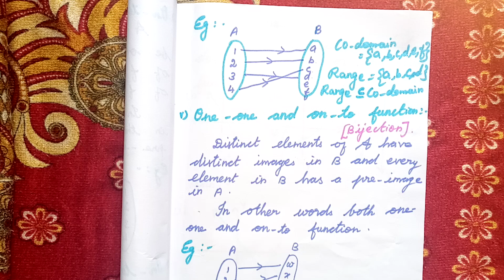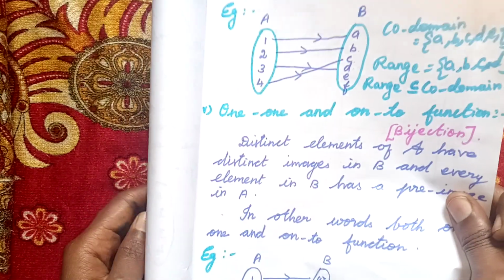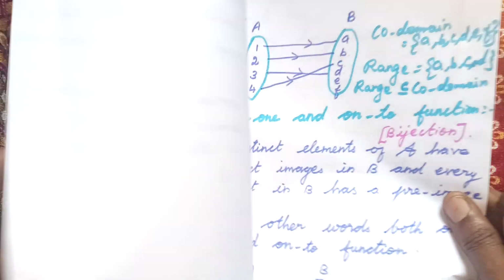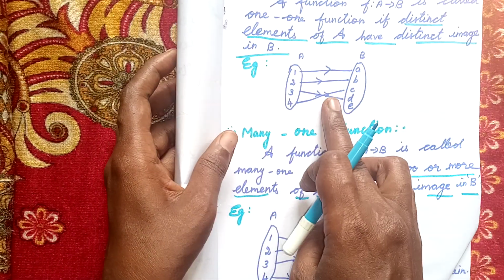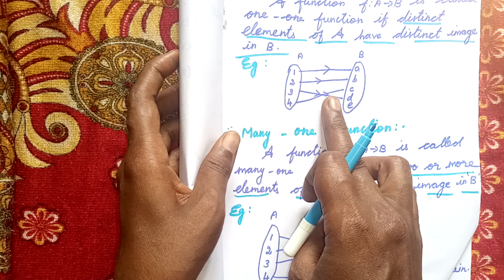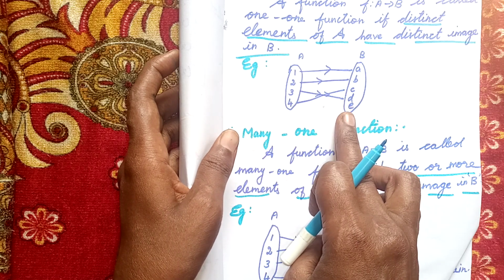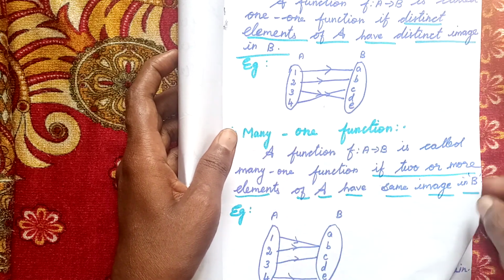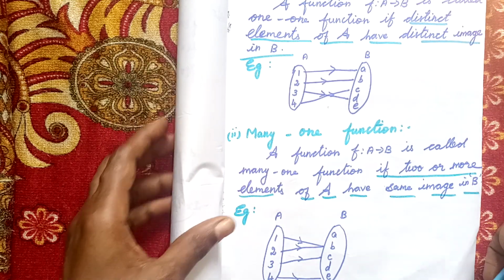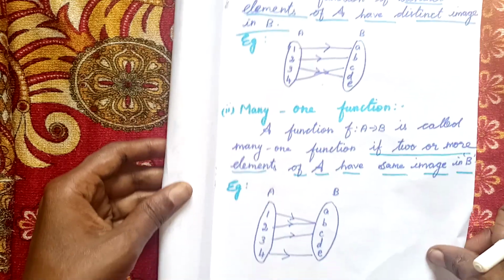Have you all understood about into function? The range is not equal to the codomain. The range being a proper subset of the codomain means which function? Into function. Is it an into function here? Yes, it is an into function. Why? The element E does not have a preimage. Therefore it is an into function.